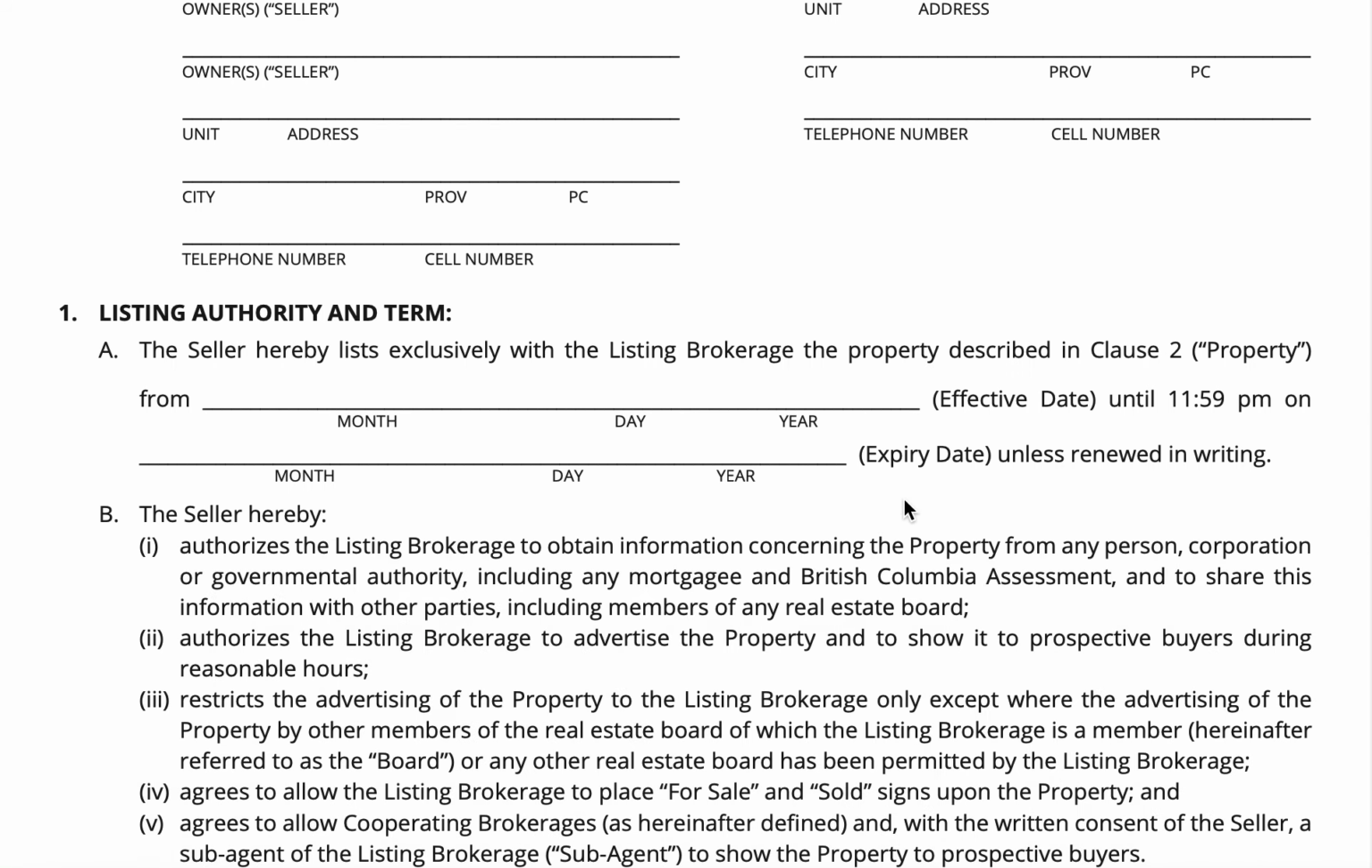Listing authority and term. So this is when the listing goes live on the market and when the listing expires. Generally speaking, minimum is about 90 days. We see some listings go for 6 months, some listings go for a year. It just depends on pricing strategy and marketing strategy and how comfortable everybody is with the process. So most of my listings are 90 days, and then we either relist or extend the listing if we haven't sold yet, and hopefully in that 90 days, if the market's good, we've sold.